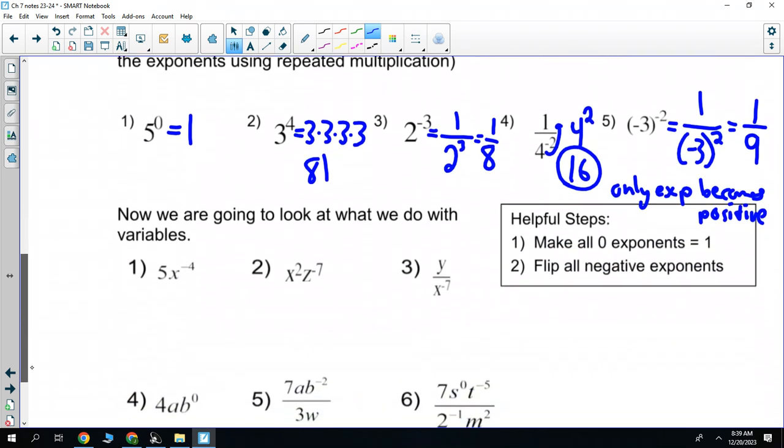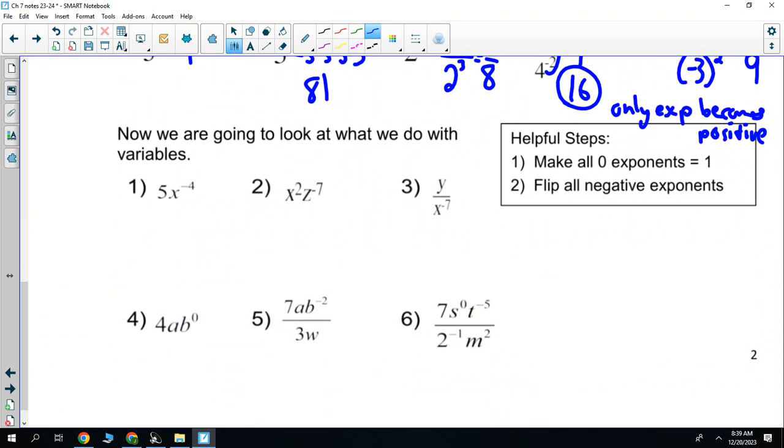I say now we're going to do some with variables. Okay. So over here, the helpful steps, it says first thing you should do is make all 0 exponents 1 if you have any, and then you have to flip all negative exponents. That's what we're going to be doing. So I don't have any 0 exponents in here, so I just have to flip the negatives. So the only thing that has a negative exponent is this x to the negative 4. You got to move this to the bottom. So the 5 is going to stay, and the x to the 4th is going to be moved to the bottom. And when you move it, the exponent becomes positive.